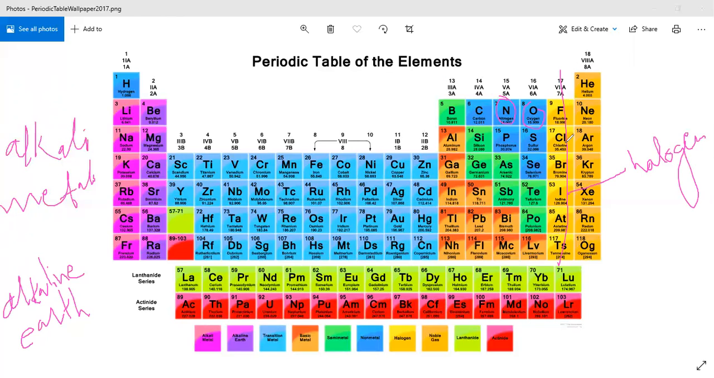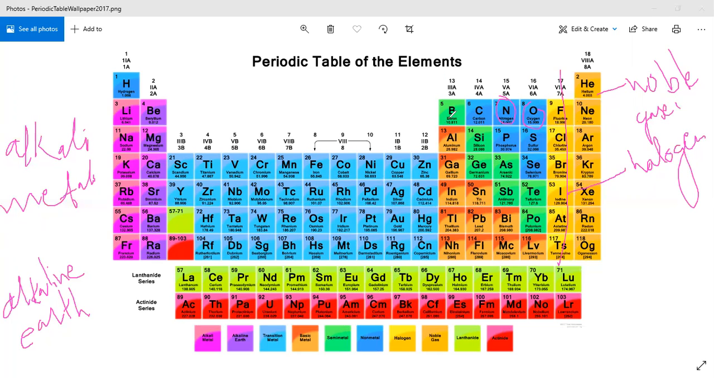Fluorine and chlorine are gases. Bromine is in liquid form and iodine is in solid form. Next we have group 18. The elements of group 18 are named noble gases.